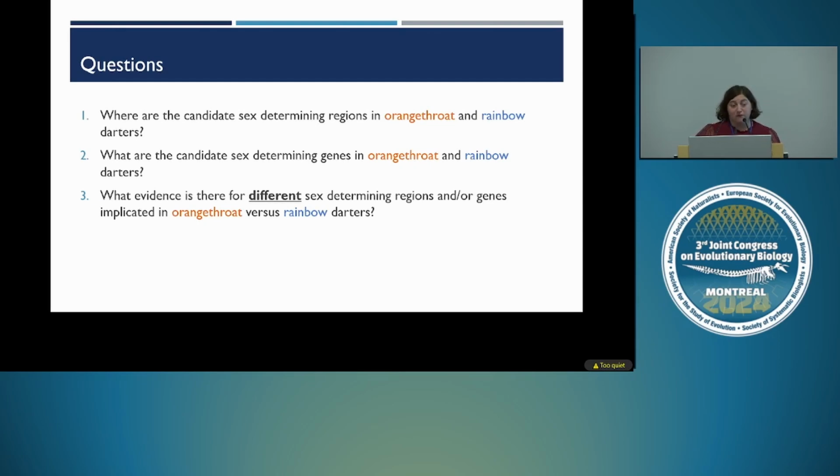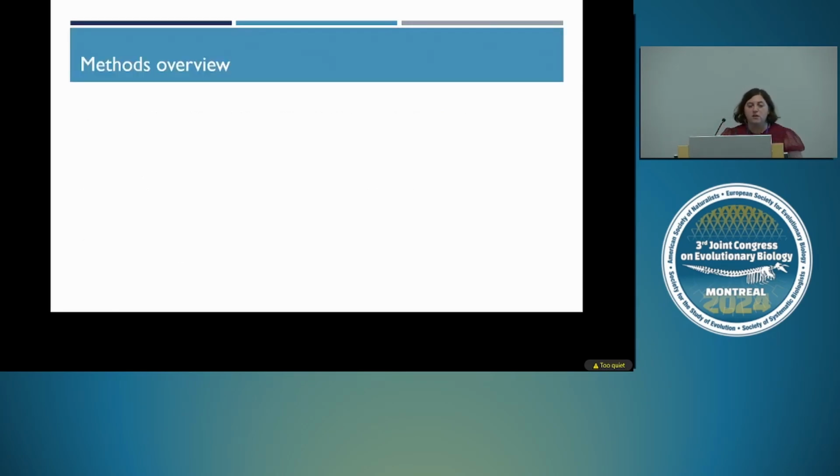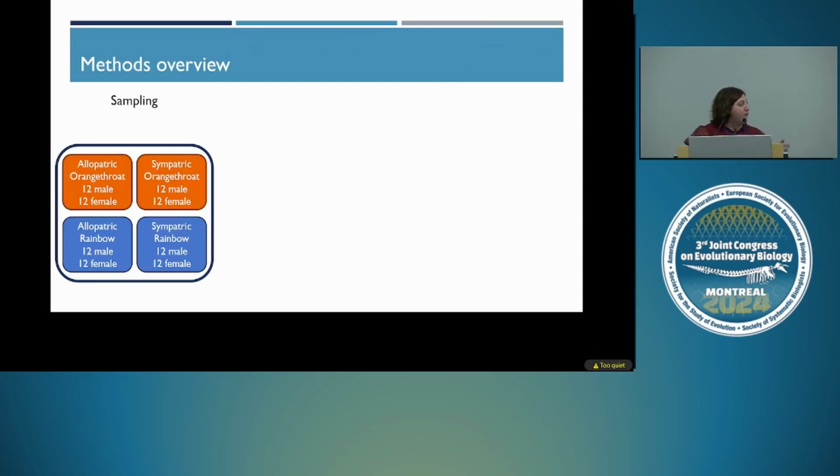What evidence is there for differences in sex determination? And are these candidate sex determining genes or regions in places where we've already identified genomic incompatibilities? So to address this, we sampled 12 male and 12 female from both allopatric and sympatric populations of both species.